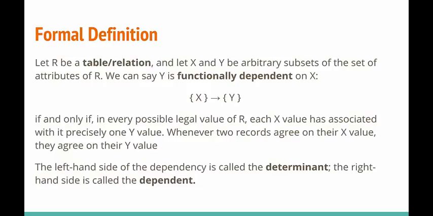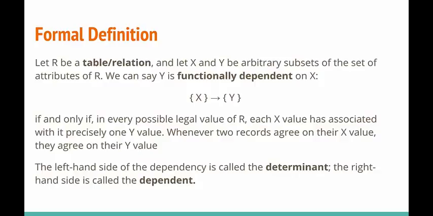If we were to formally define this idea of functional dependence, we could say, let R be a table or a relation, and let X and Y be arbitrary subsets of the set of attributes of R. We can say that Y is functionally dependent on X, using this symbology with the arrow, if and only if, in every possible legal value of R, each X value has associated with it precisely one Y value. Whenever two records agree on their X value, they agree on their Y value.